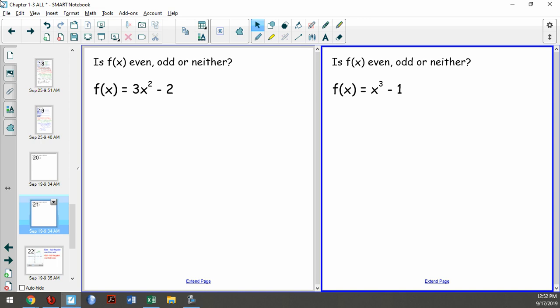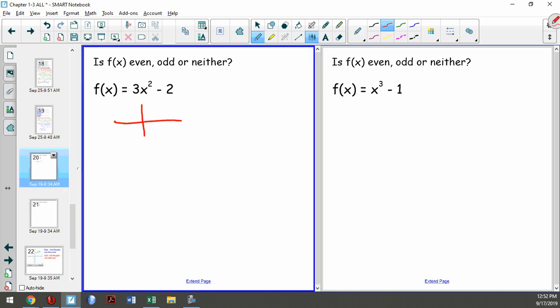Okay, let's be smart about this. X squared. What does an x squared parent function look like? It looks like a U, okay? 3x squared minus 2, you know what that looks like? A parabola moved down 2 units, doesn't it? So which one do you think this is going to more likely be? Odd or even? It's probably going to be even.